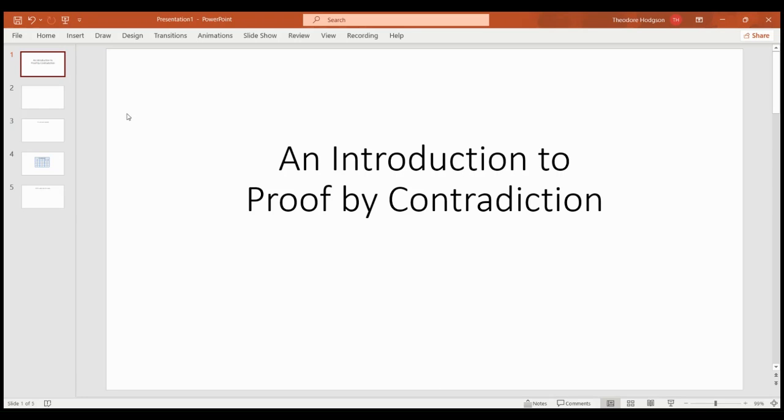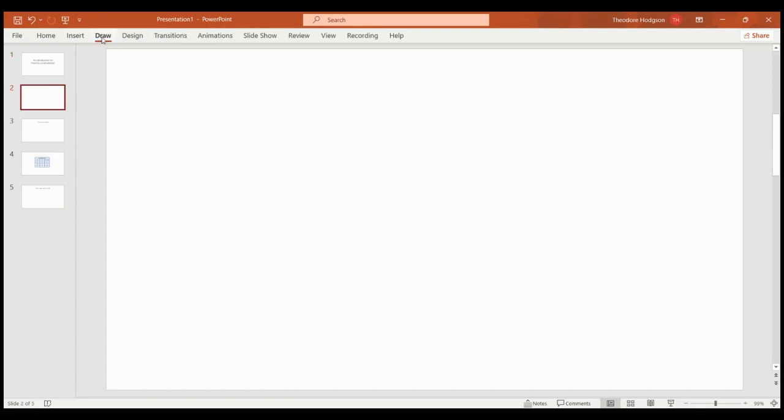This is an introduction to proof by contradiction, which is another method to prove that a statement is true. So in any proof, our goal is to prove that a statement is true. We're attempting to prove that P is a true statement. If P is true, then you know that its negation of P must be false.